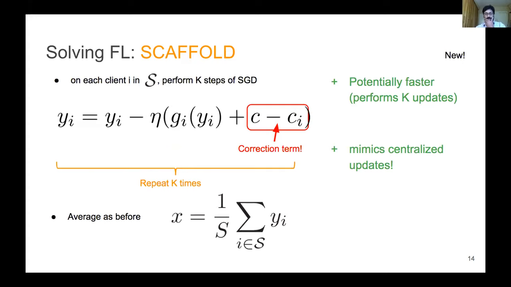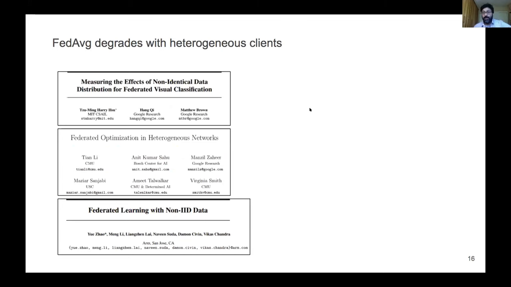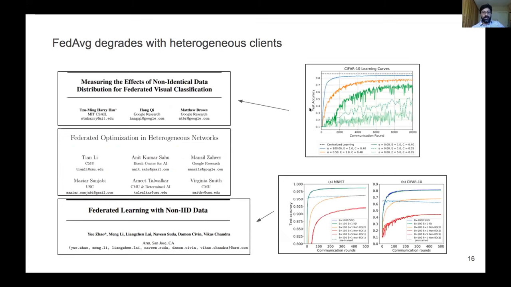Before we go into details of this correction term, let's try to understand why it is the case that federated averaging might fail. This was noticed by several papers: when you have heterogeneous clients, meaning the clients are sampling their data from very different distributions, then you might have this problem of non-convergence.